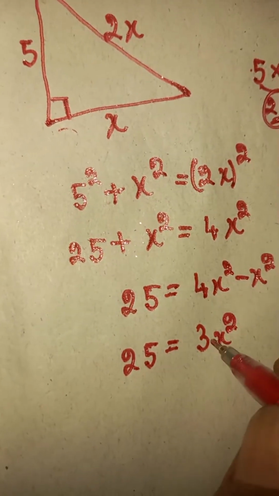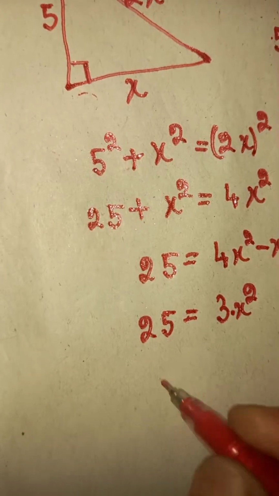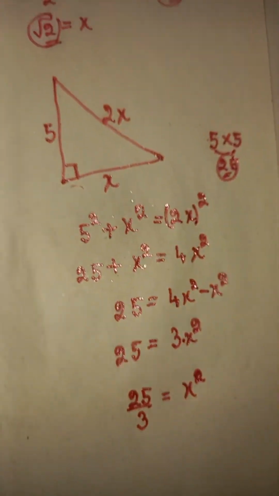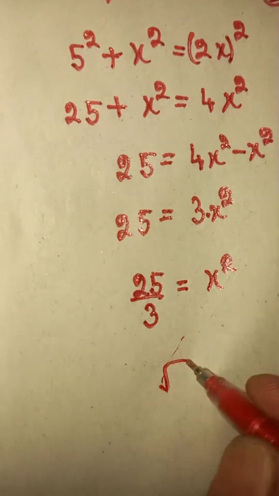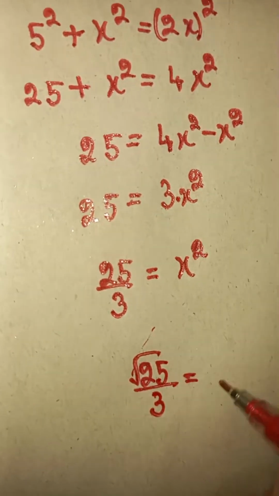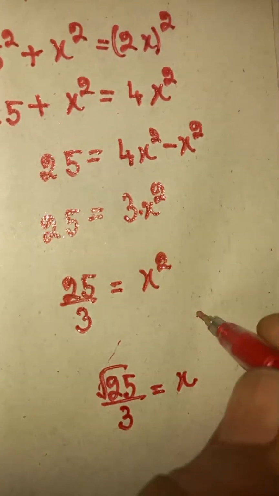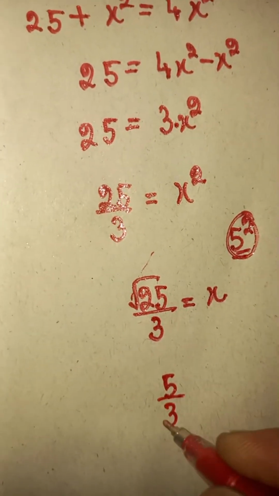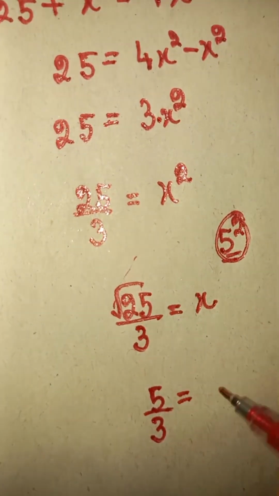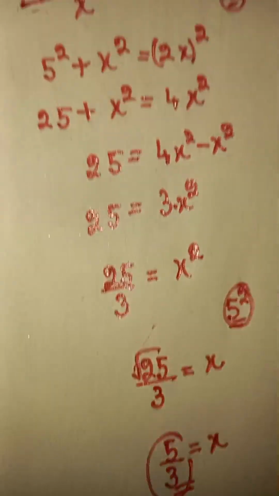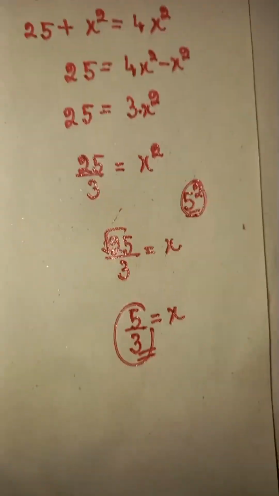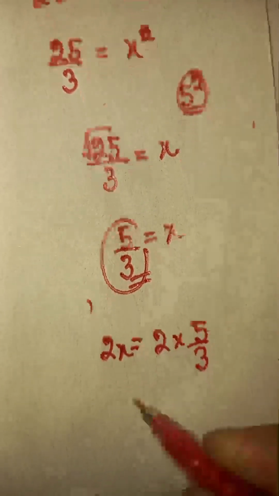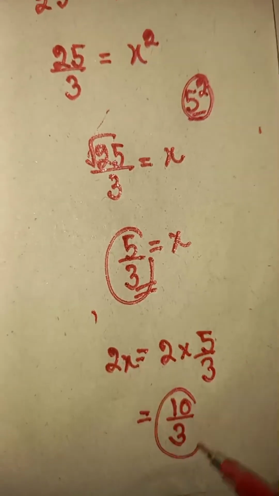This 3x square you can write as 3 times x square. Send the 3 to that side: 25 by 3 equals x square. Now you send the root to that side. It becomes root of 25 by 3 equals x. Root 25 is nothing but 5, since 25 is 5 square. So 5 by 3, here square and root cancel out. 5 by 3 equals x. So the hypotenuse length, which is 2x, equals 2 times 5 by 3, that is 2 times 5 is 10, so it becomes 10 by 3.